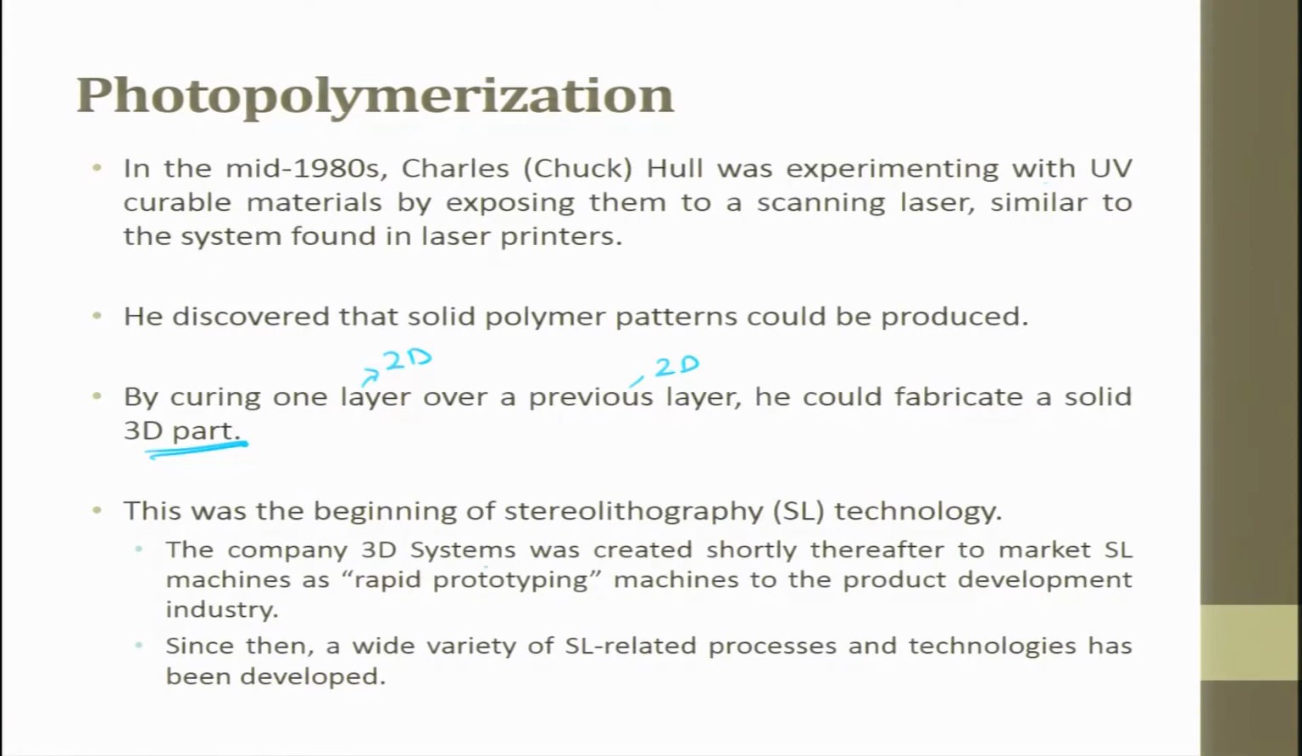The company 3D Systems was created shortly thereafter to market SL machines as rapid prototyping machines to the product development industry. So, you can quickly develop. Why can you develop quickly? The process starts from CAD, goes to the machine, and these rapid prototyping machines give you the output. So, this tries to reduce the product life cycle. Since then, a wide variety of SL related processes and technologies have been developed.